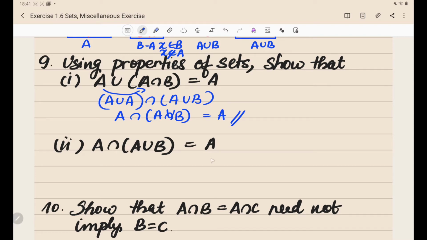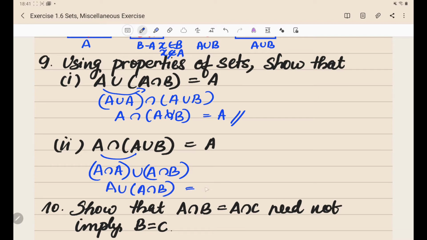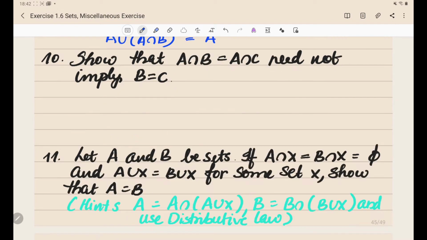Now on to the second problem. A intersection (A union B) is equal to A. Again, let's prove it through the distributive law. (A intersection A) union (A intersection B). Right? A intersection A is what? Again, A itself. Union A intersection B, A itself, right? A union A intersection B will give you the set A itself. Hence we have proved both using the distributive law.